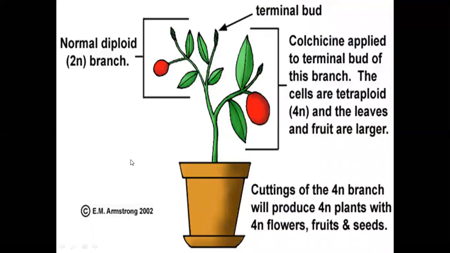So how do we get these autotetraploids, or can they be synthesized experimentally? Yes, this can be done. What you're seeing here is a normal branch with a diploid number of chromosomes, and this is the terminal part. So what actually happens here is that autotetraploids arise by the doubling of the 2n complement to the 4n tetraploid.